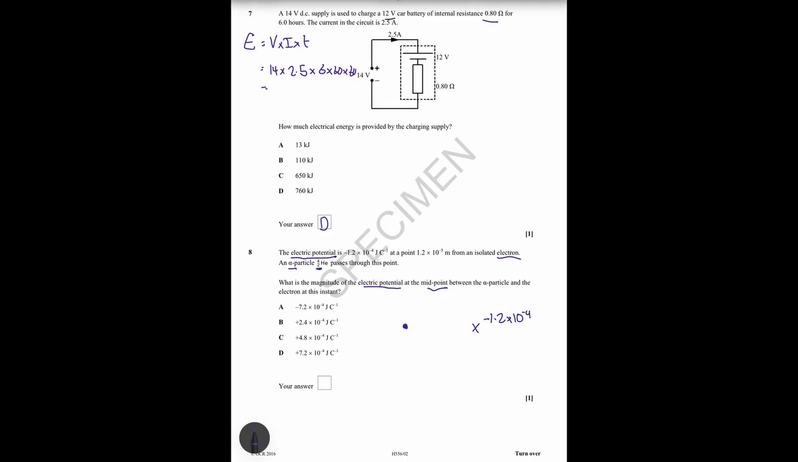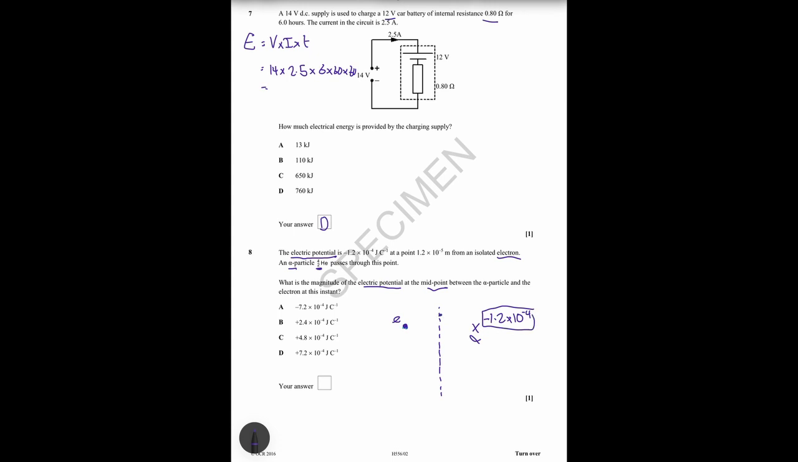And it's saying at that point as well, that's where the alpha particle is. The alpha particle passes through that point. So I'm just going to draw the alpha particle right there at that exact same point. So here's my electron over here. Here's my alpha particle. And basically it's saying what's the midpoint between them, or the midpoint between them is over here. Now, I know the electric potential because of the electron at this point is this. I don't care about that point, I care about the midpoint. So what am I going to do?